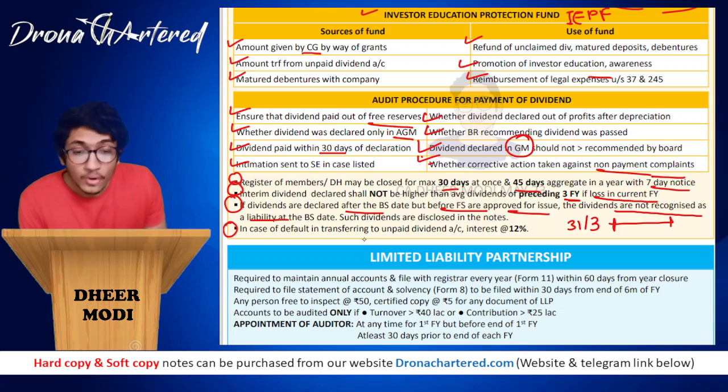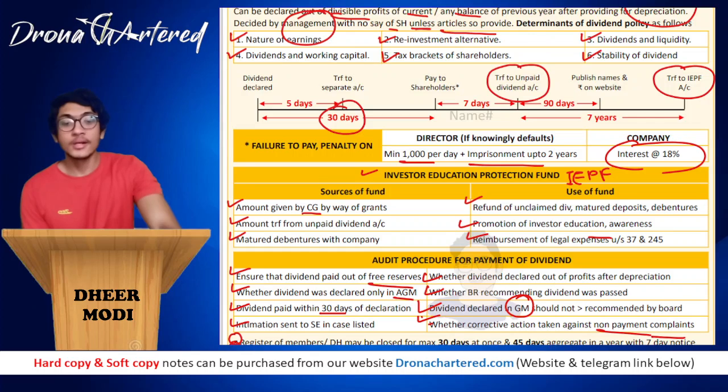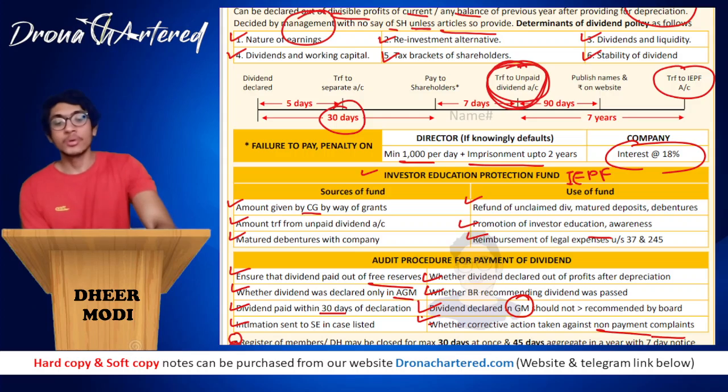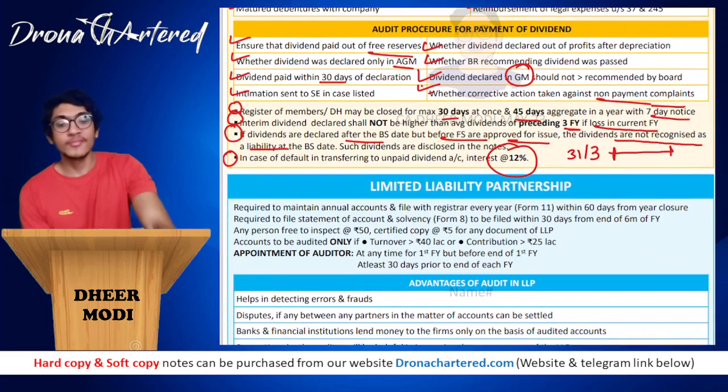In case of default in transferring to the unpaid dividend account, if you did not transfer to the unpaid dividend account, you have to pay interest at the rate of 12%. That means if you did not transfer to this account, you will have to pay interest at the rate of 12%.